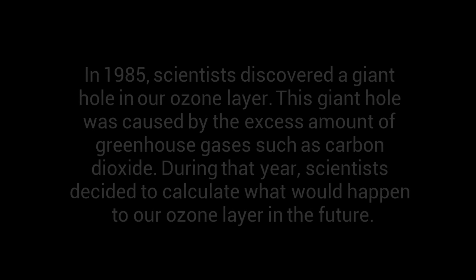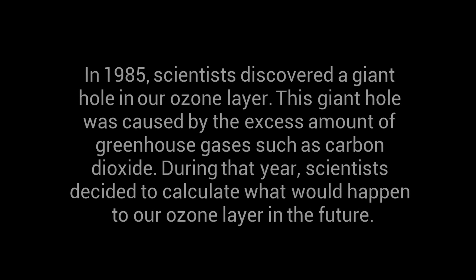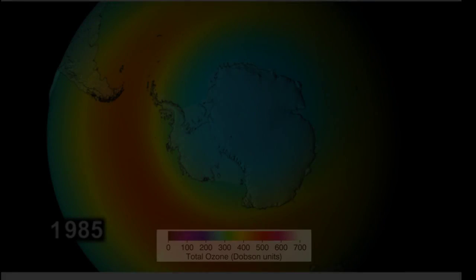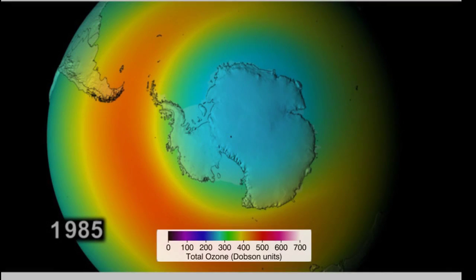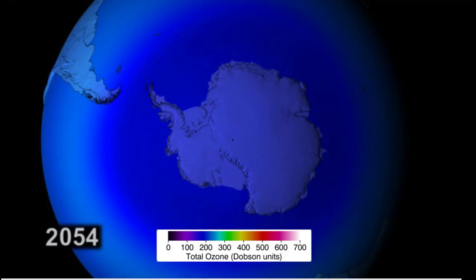In 1985, scientists discovered a giant hole in our ozone layer. This giant hole was caused by the excess amount of greenhouse gases, such as carbon dioxide. During that year, scientists decided to calculate what would happen to our ozone layer in the future. In this picture, you can see where the ozone layer was in 1985. This is what the predicted result would be if we kept on releasing gases into the air. The ozone layer would completely disappear.